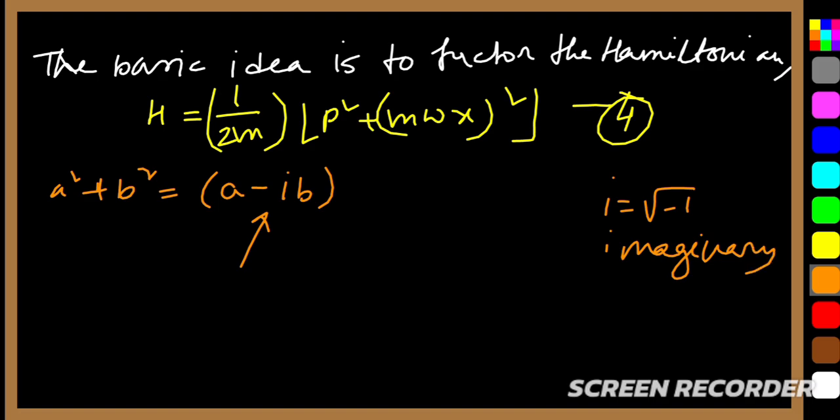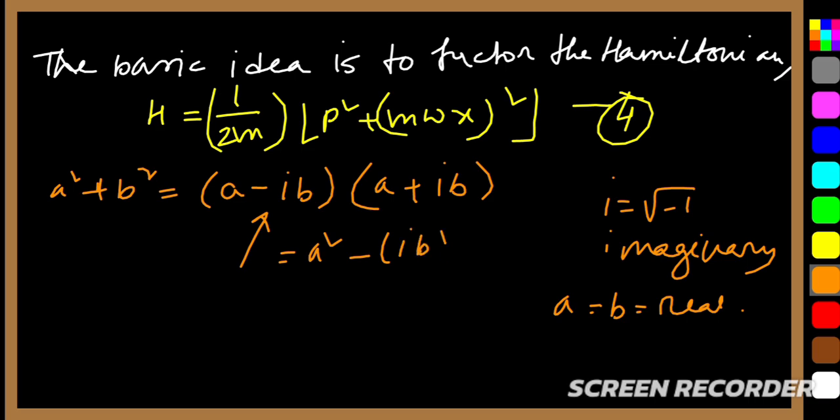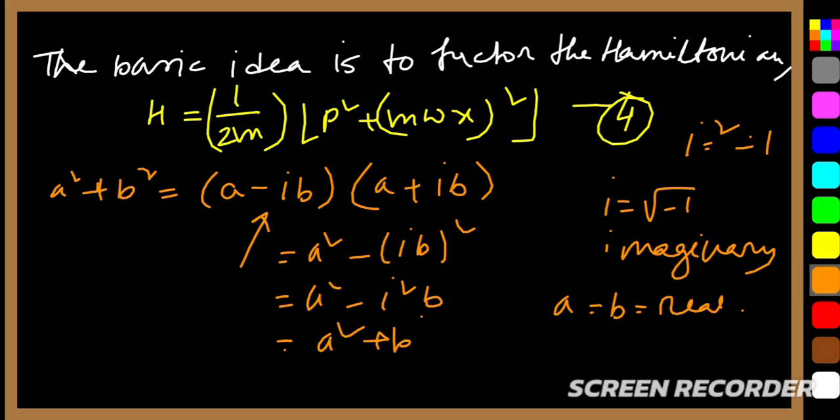Okay, and a and b, that should be real. But due to the presence of i, the whole over a minus ib is an imaginary number. When we multiply with this, there must be a square minus of ib whole square, that is a square minus i square b, and i square equals what? i square equals minus 1. So a square plus b square. This is the thing. Okay, clear?